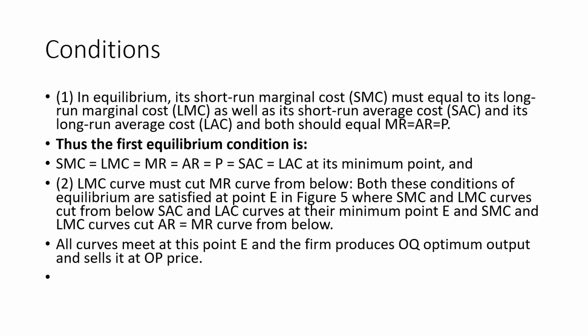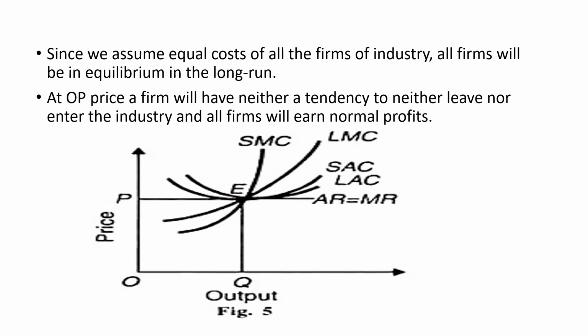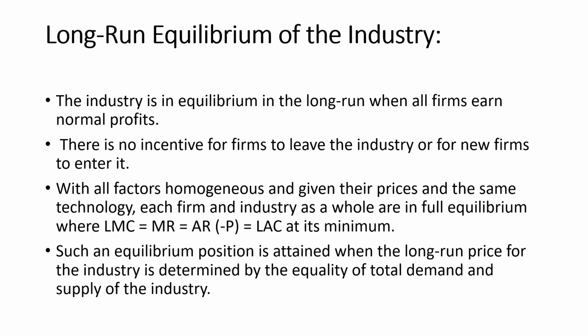In figure 5, this is explained in detail. Here all the curves meet at point E, where you could produce OQ level of output and price is determined at point E. So OP is the price at which the firm will have neither tendency to leave the market nor more firms would enter the industry. All firms which exist in the market would earn normal profit, just normal profit.